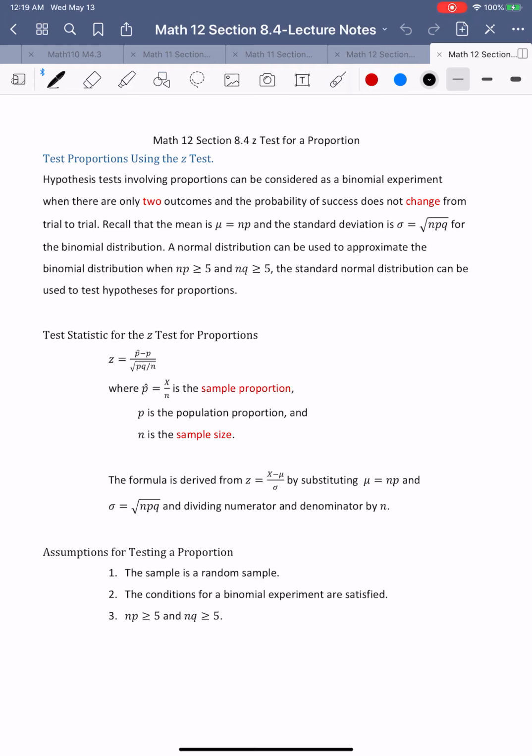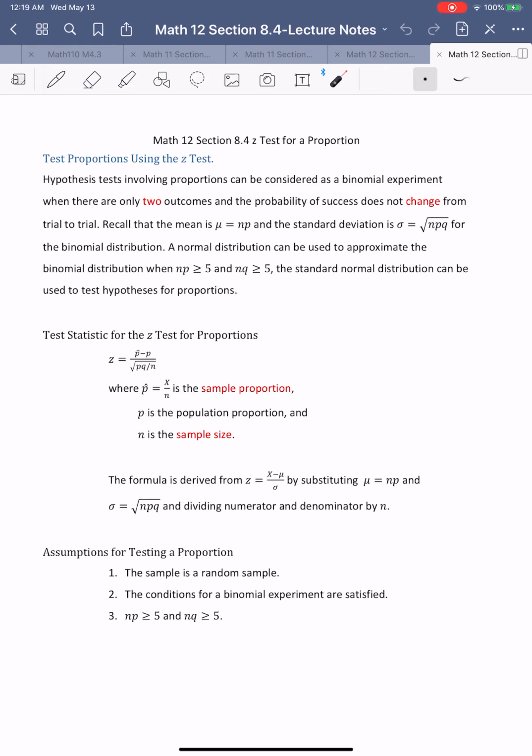A hypothesis test involving the proportion can be considered a binomial experiment when there are only two outcomes and the probability of success does not change from trial to trial. We recall that the mean is mu equal to n times p, and the standard deviation is sigma equal to the square root of n times p times q for the binomial distribution. A normal distribution can be used to approximate the binomial distribution when n times p is greater than or equal to 5 and n times q is greater than or equal to 5.